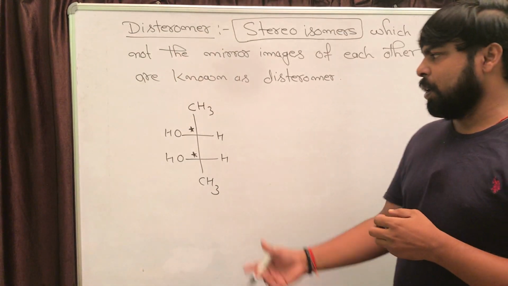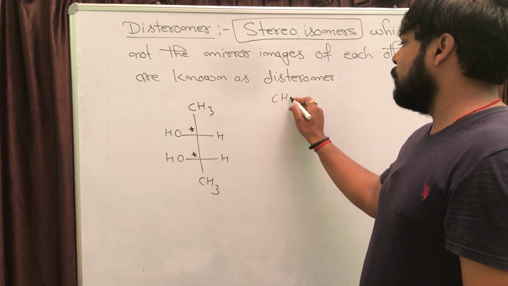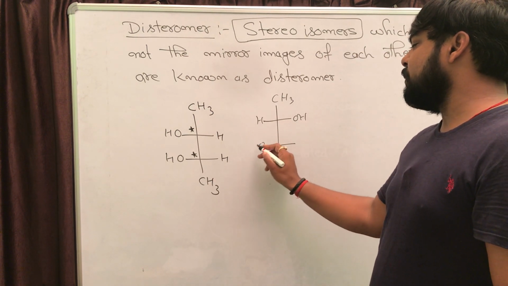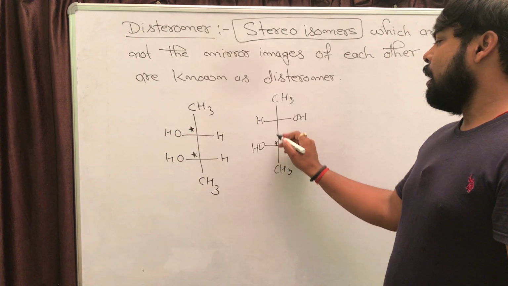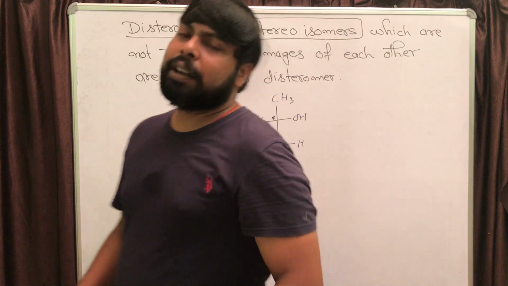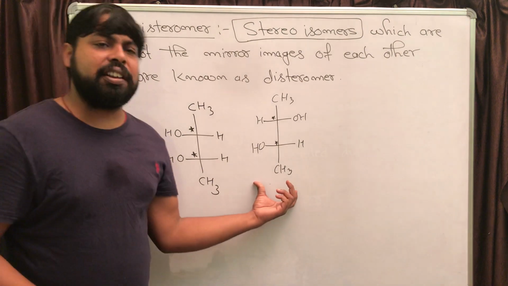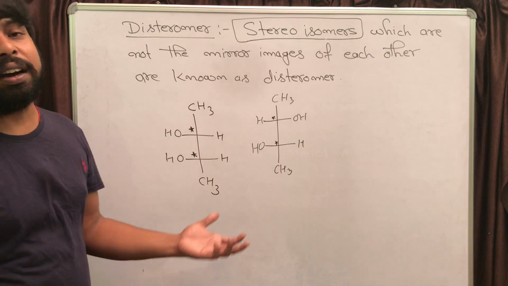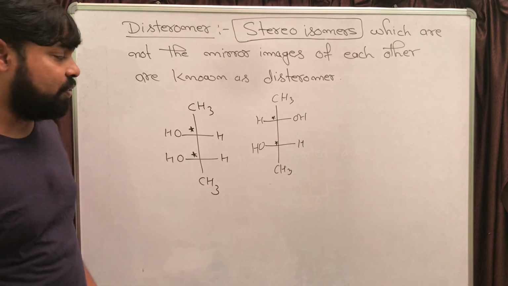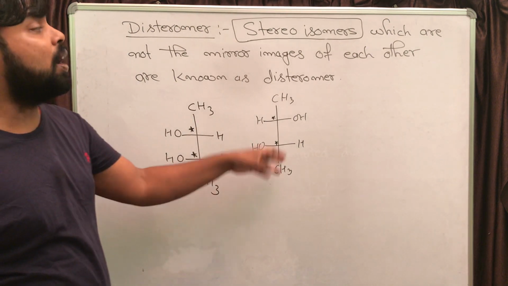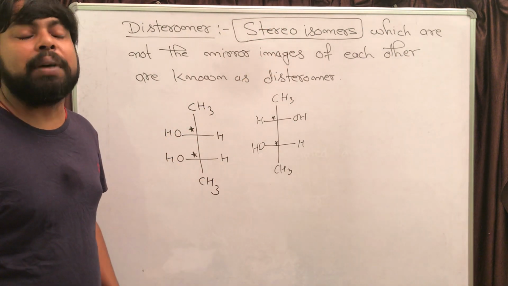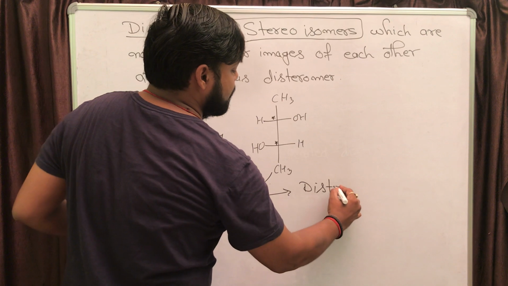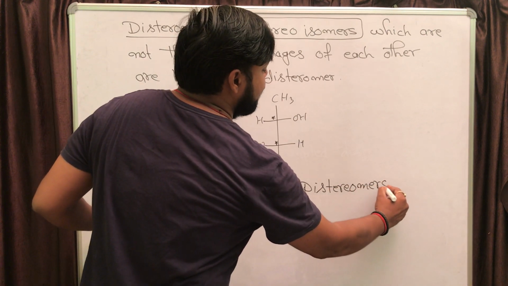Next, I can draw one more compound with the same molecular formula. Of course, with the same molecular formula, I am going to change the configuration only at 1 chiral carbon. That means if you are changing the position of an atom or group of atoms around a chiral carbon in space, it is going to generate stereoisomers. So these two are stereoisomers. Definitely their molecular formula is the same, their structural formula is the same, but they are not the mirror images of each other. If these two are not mirror images of each other, but are stereoisomers, definitely the pair of these two compounds are said to be diastereomers. These two are diastereomers.